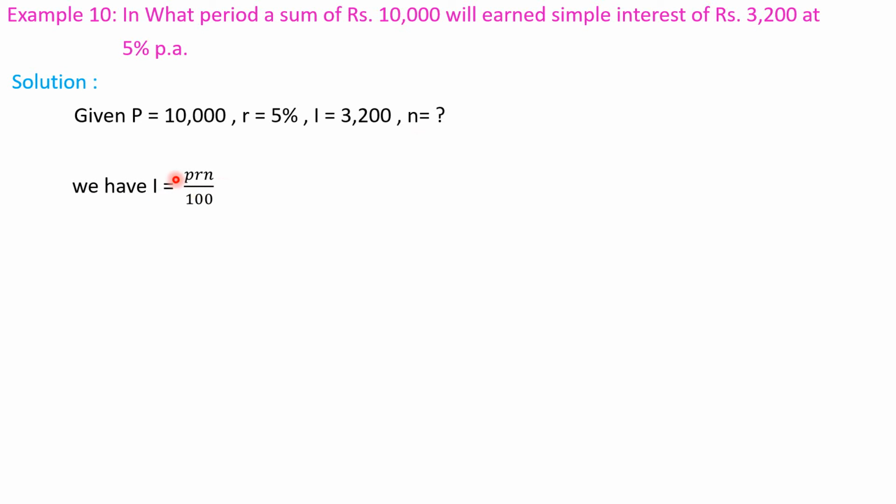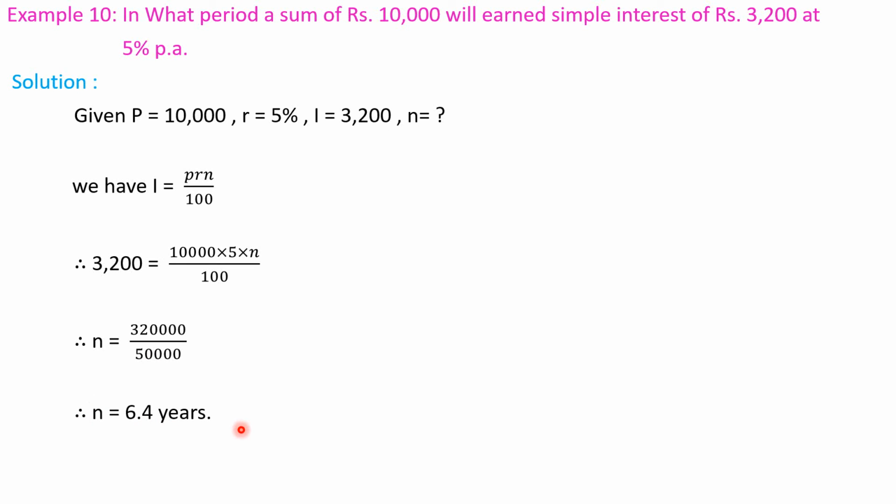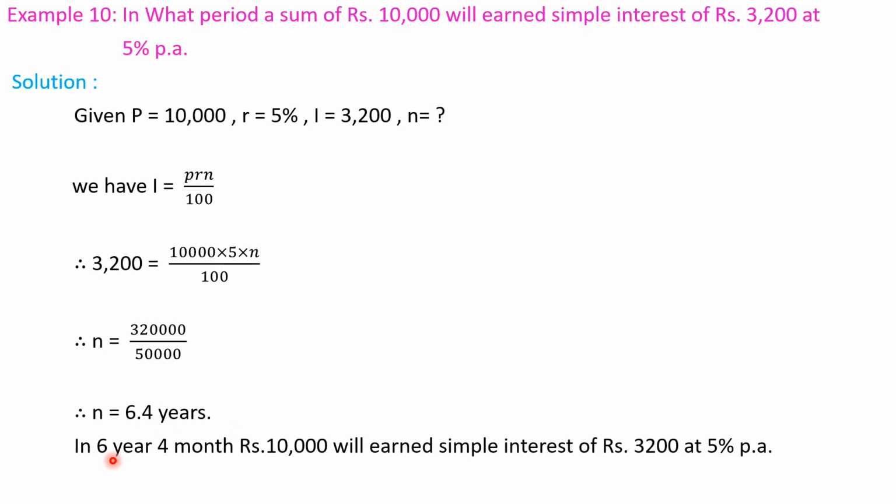We have the formula I is equal to PRN divided by 100. Putting these values in the formula, we get simple interest 3,200 is equal to 10,000 into 5 into N divided by 100. After simplifying this, we get 3,20,000 divided by 50,000, and we get N is equal to 6.4 years. So in 6 years 4 months, rupees 10,000 will earn simple interest of rupees 3,200 at 5% per annum.